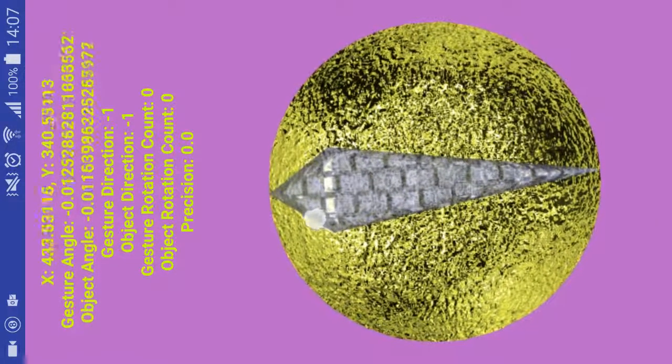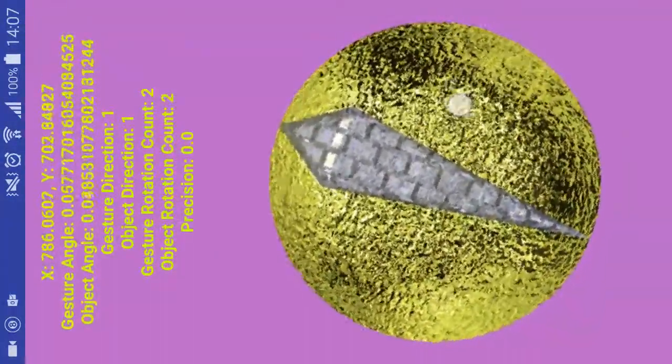Okay, you've got a little dial there, put your finger down and rotate. There's a couple of cool things this dial library does. As I'm rotating to the right, you notice that the gesture direction and object direction is 1, and the reverse goes -1, so this library tracks the direction of rotation. It also keeps count of the amount of rotations you've made. You can see the rotation counts going up there.